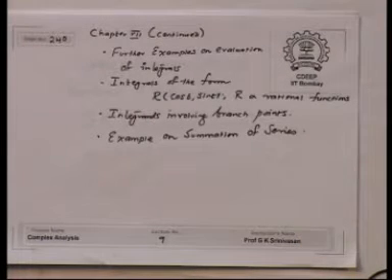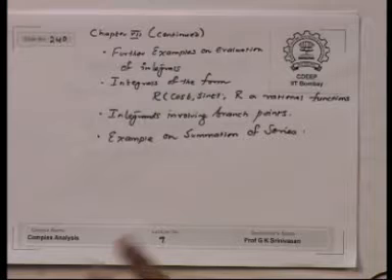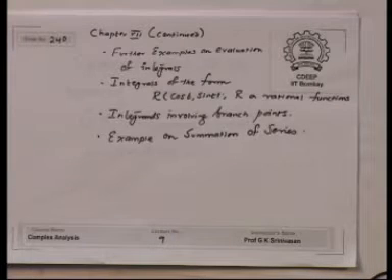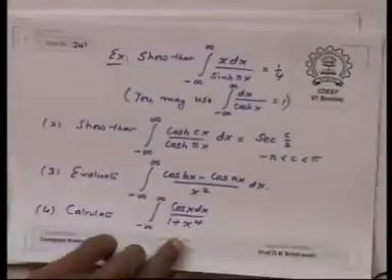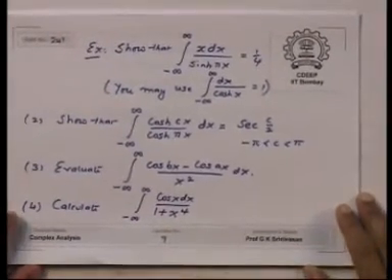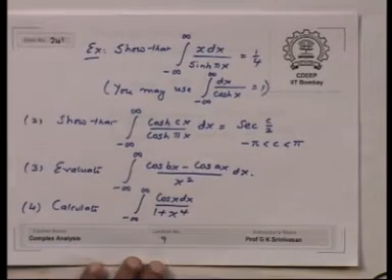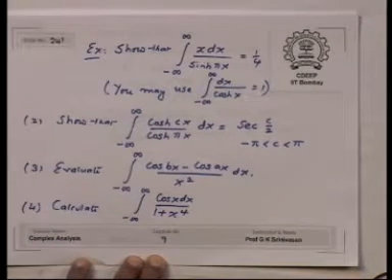Integrals of the form R(cos t, sin t), where R is a rational function. Integrands involving branch points, that is, integrands involving things like log z, etc. So far, multivalued functions have not figured into this chapter of calculating integrals, so we shall look into that briefly. But I'll begin the lecture by writing down a few more exercises on integrals involving rectangular contours and semicircular contours.